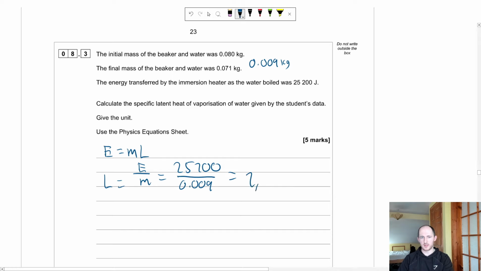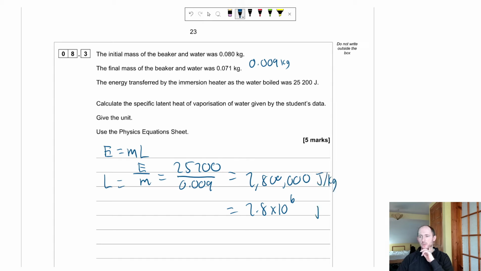So either you can write 2,800,000 or 2.8 times 10 to the 6 if you'd like. It does say to give the unit. So what is the unit? It is in joules per kilogram. How can you work that out if you're unsure? Well, on top here we have joules and we're dividing by kilograms, which means our units will be joules divided by kilograms. That's probably the best way to put it. The unit does give you a mark.